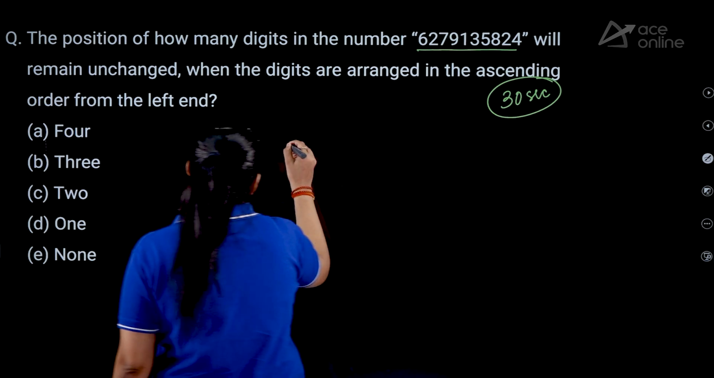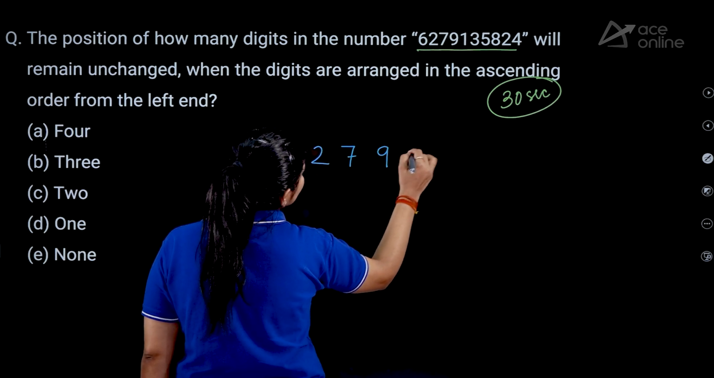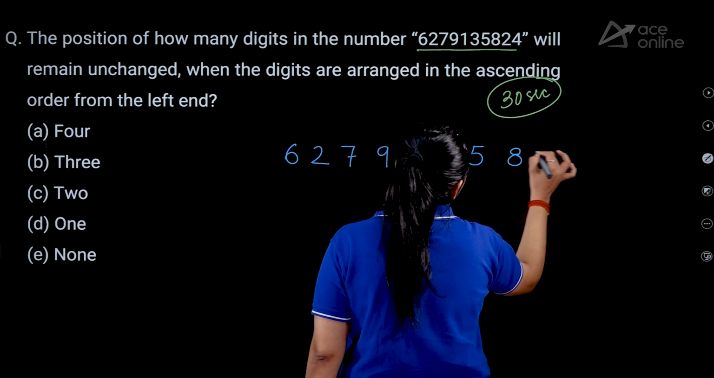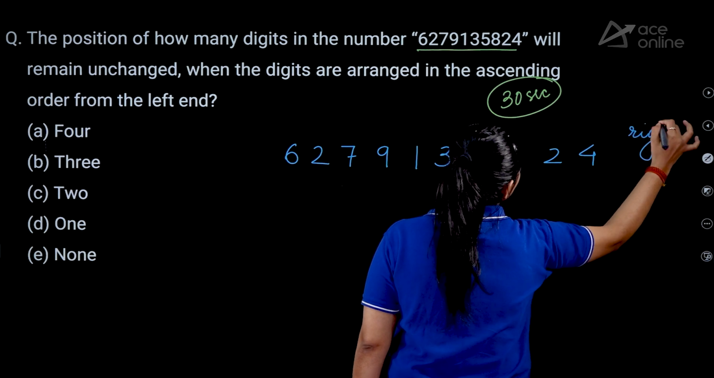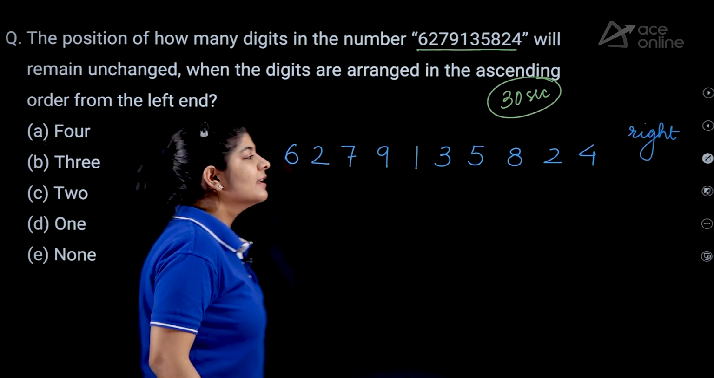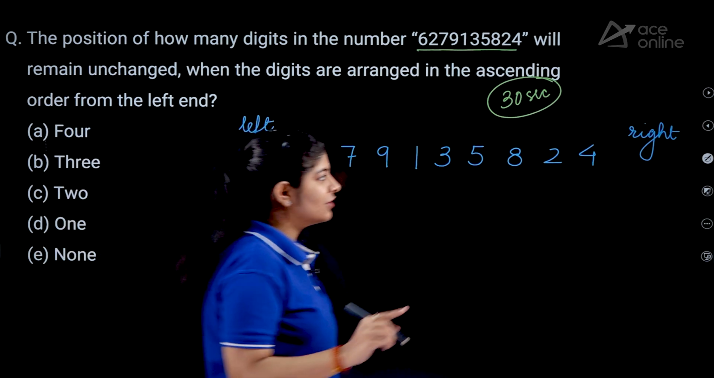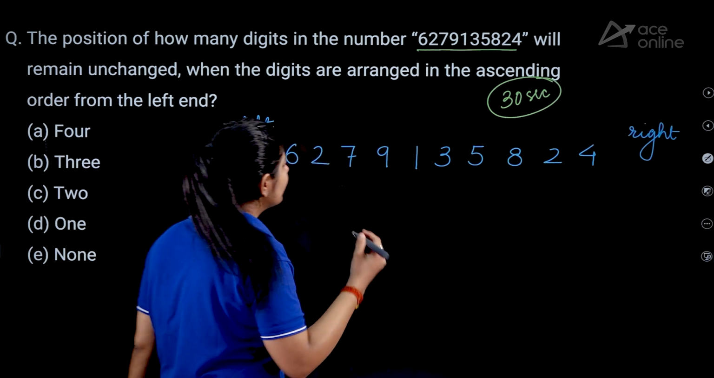Okay, so the number that we are having is 6, 2, 7, 9, 1, 3, 5, 8, 2, 4. I know this is our right hand and this one is our left hand. And we have to arrange all the digits from the left side. So we will start with 1.